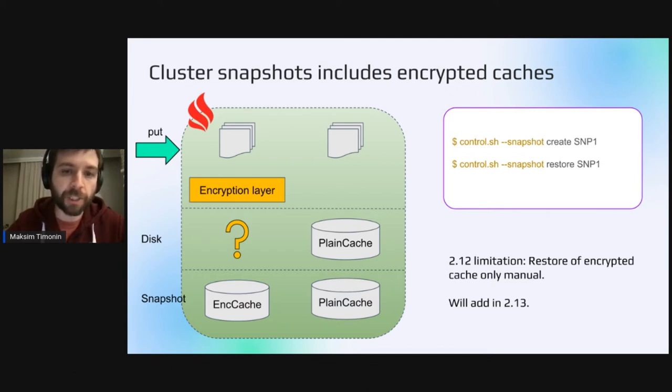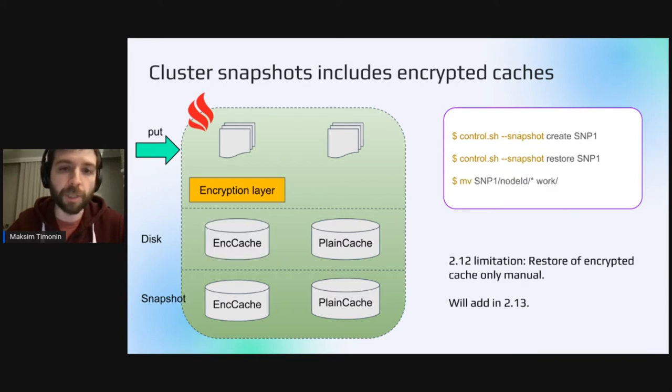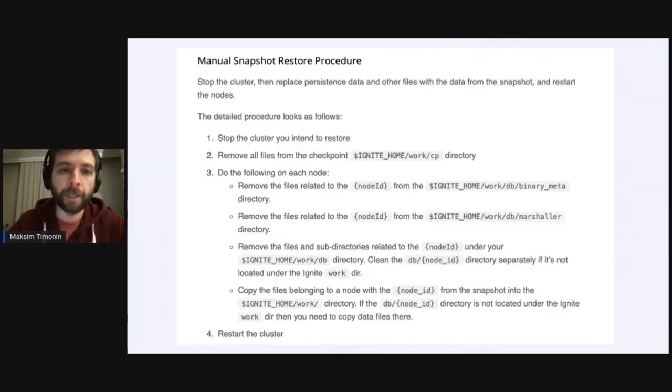But currently it's still possible to restore the encrypted cache from a snapshot using a manual procedure. You just need to move your data from the snapshot directory to the working directory on the Ignite node, and everything will work fine. You can find details about manual snapshot restore on our Ignite documentation site. It's pretty straightforward. If you have any questions, you can ask them on the user list.